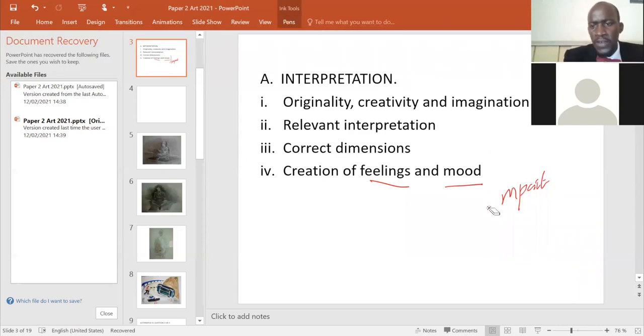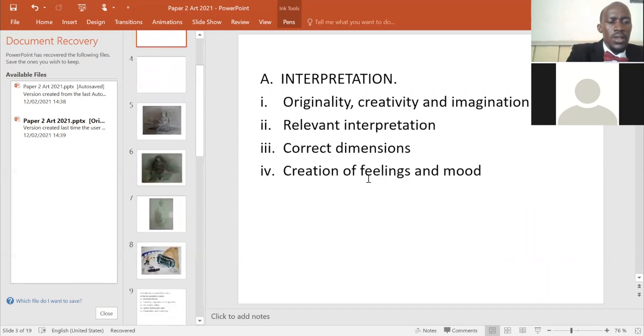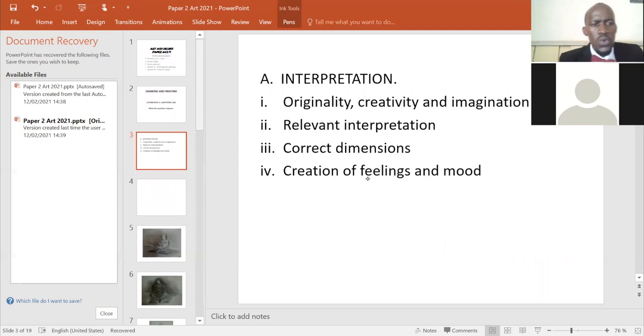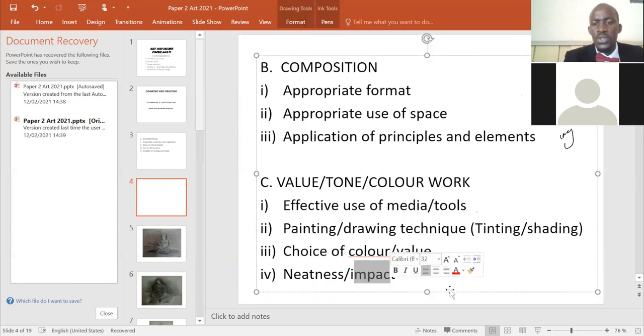So it is of essence, it is advisable, if you are able to create an impact using the media, whichever media you decide to use to create your work. So that bit of the impact should be able to be seen in your particular work.